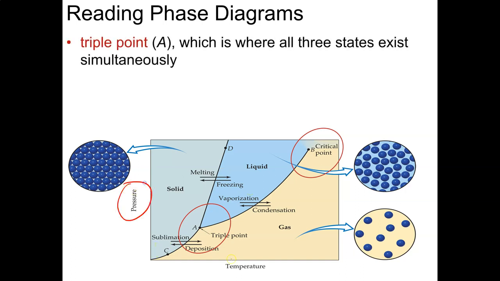Phase diagrams involve all three states. It relates pressure versus temperature, so it relates the temperature and pressure of a single substance. The things you need to be able to read from this: you need to know the triple point, which is when all three states exist simultaneously. So here, solid, liquid, and gas, all three of them are there at the same time.